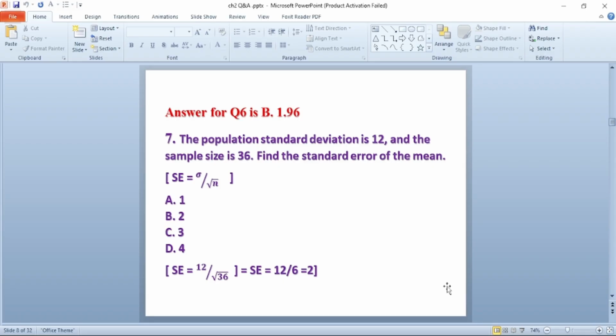Question number 7. The population standard deviation is 12 and the sample size is 36. Find the standard error of the mean. The standard error is equal to standard deviation divided by the square root of sample size n. So the standard error is equal to 12 divided by the square root of 36, which is 12 divided by 6, which is equal to 2. So the answer is B.